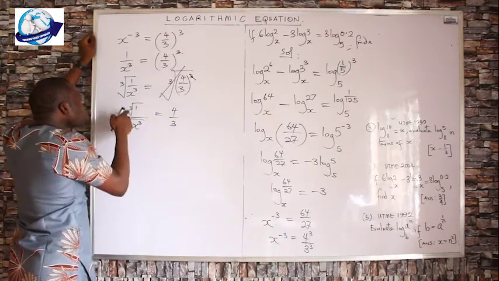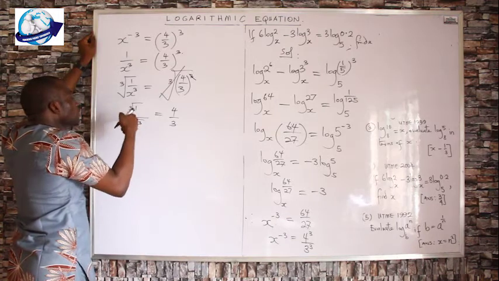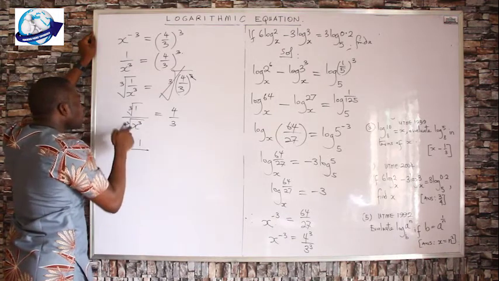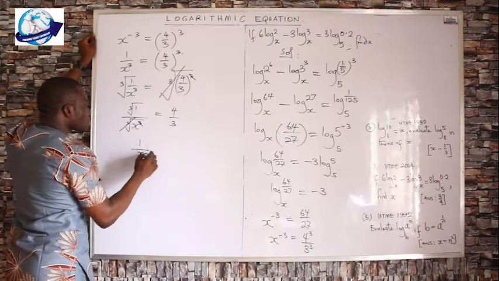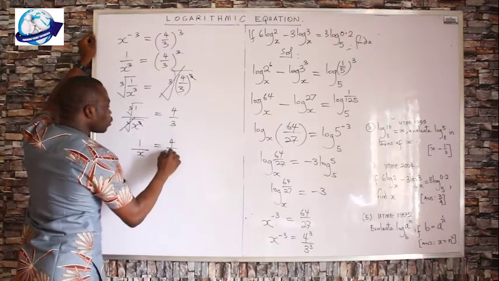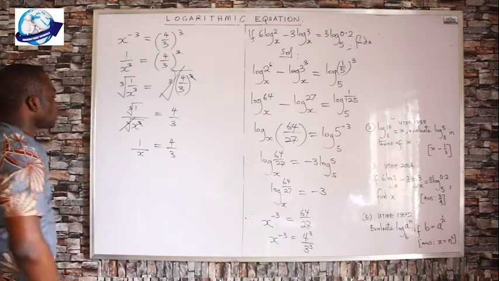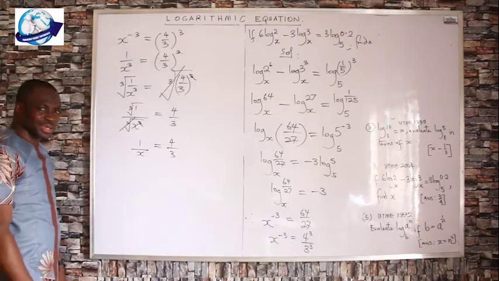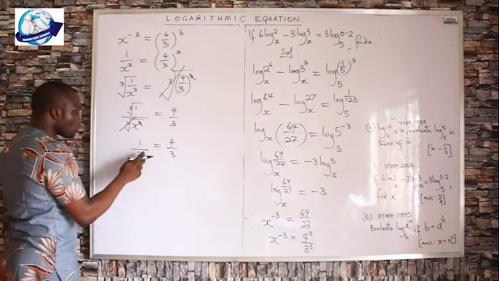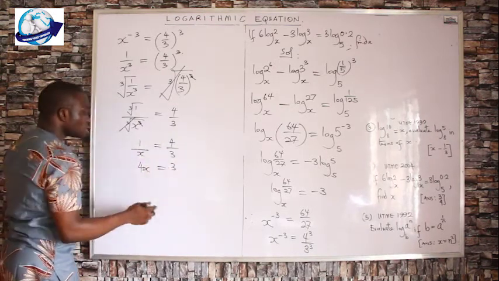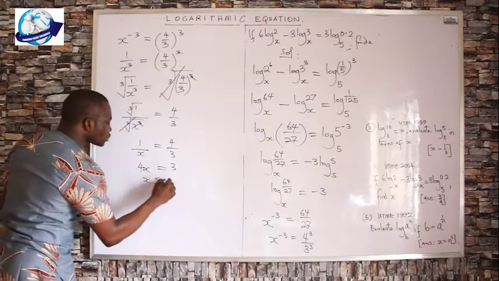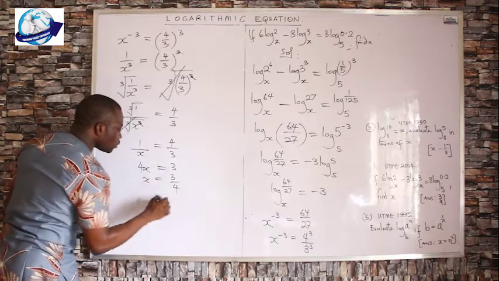Now let's go. What's the cube root of 1? It means 1. So we have 1 here. What's the cube root of this? The cube cancels it away. You have x is equal to 4 over 3. Okay, is that the final answer? Not yet. Cross multiply. 4 times x gives you 4x. 4 times 3 will give you 3. Then you have x is equal to 3 over 4.